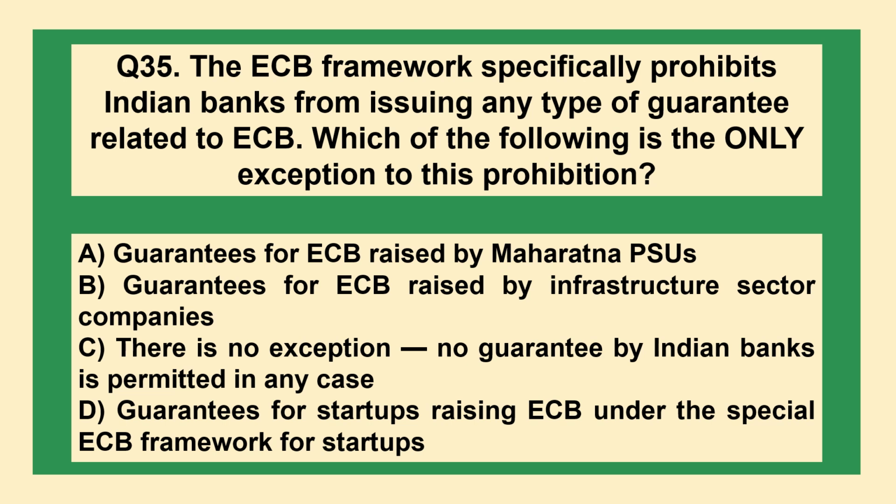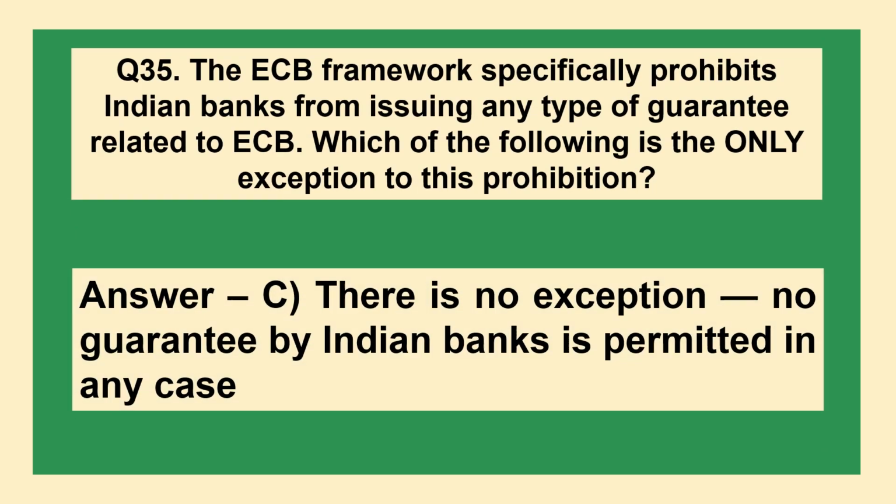The ECB framework specifically prohibits Indian banks from issuing any type of guarantee related to ECB. Which of the following is the only exception to this prohibition? A. Guarantees for ECB raised by Maharatna PSUs. B. Guarantees for ECB raised by infrastructure sector companies. C. There is no exception. No guarantee by Indian banks is permitted in any case. D. Guarantees for startups raising ECB under the special ECB framework for startups. The answer is option C. There is no exception. No guarantee by Indian banks is permitted in any case.